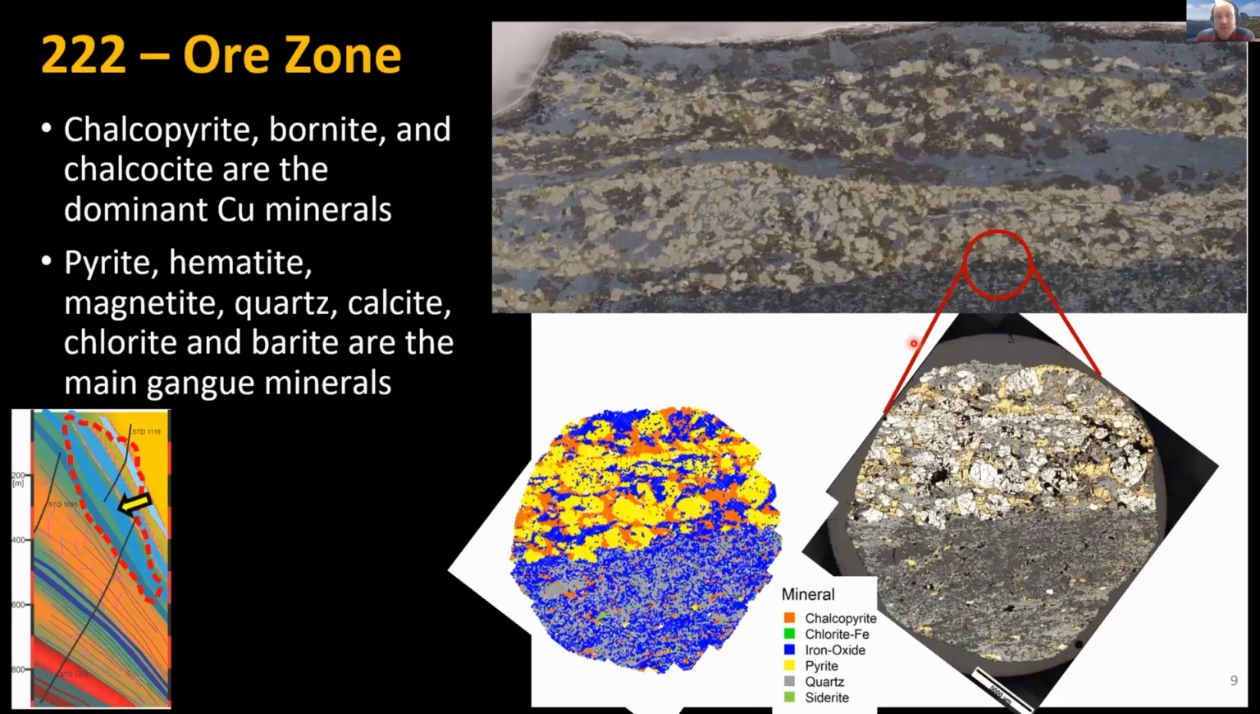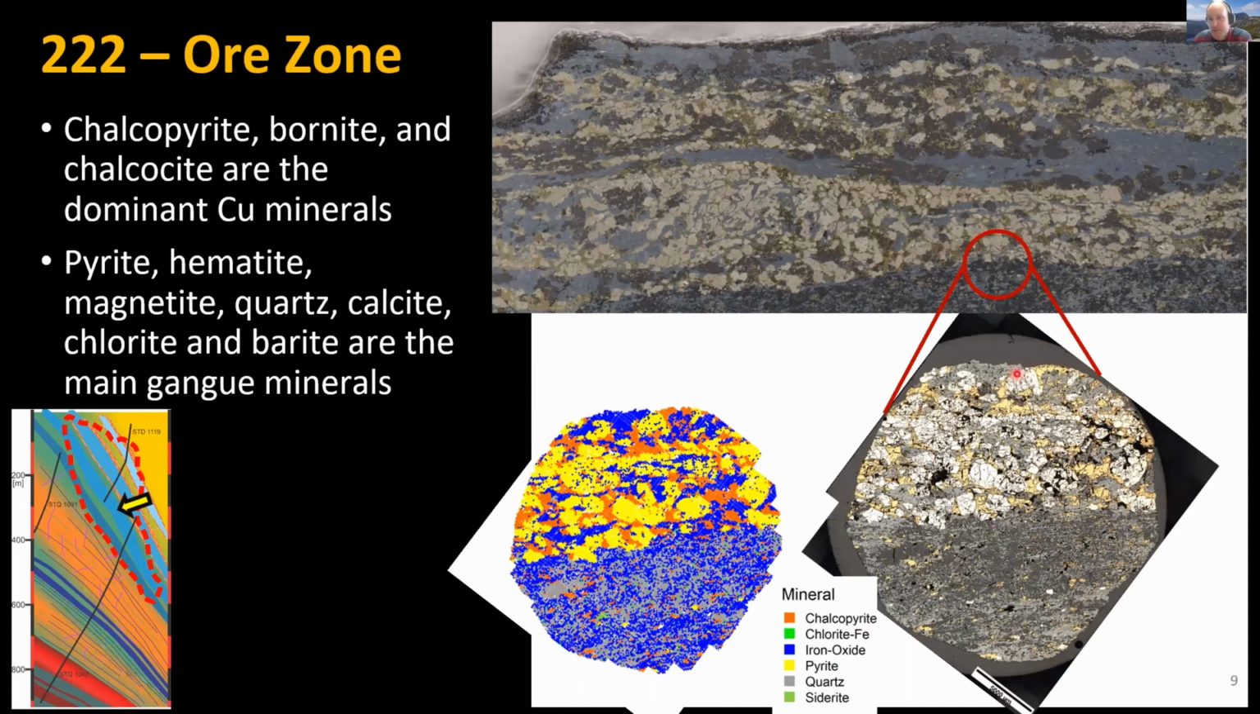Jump right into the ore zone, somewhere up here. That's the typical Starra mineralogy for the ore zone. We have pyrite here, this bit brighter yellow, and the darker yellow is chalcopyrite. This iron color is hematite, and then the dark rounded specks are magnetite.